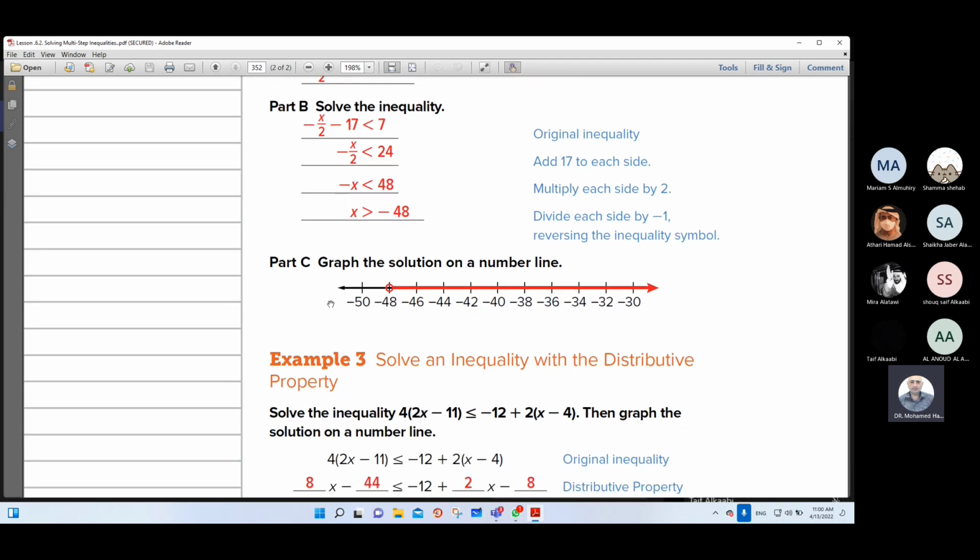And when you want to draw the number line, then represent negative 48. We don't have equal in the sign, so draw an open circle. Then x greater than means the direction goes to the positive side.